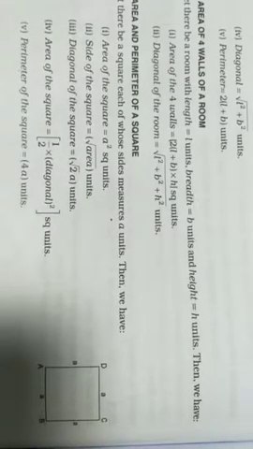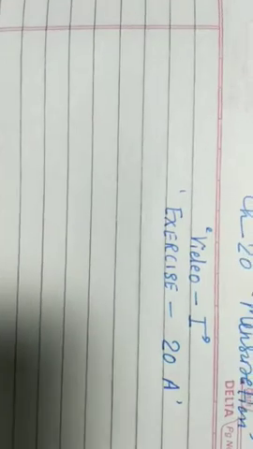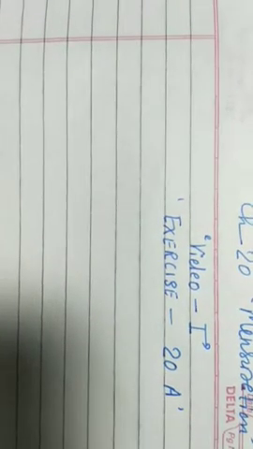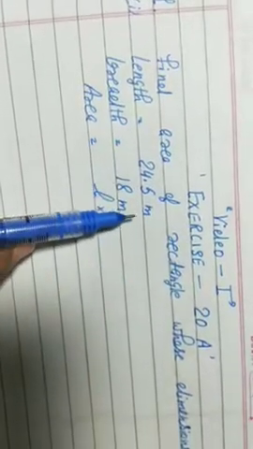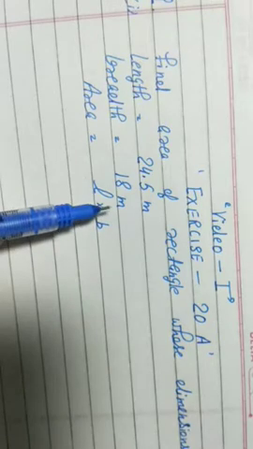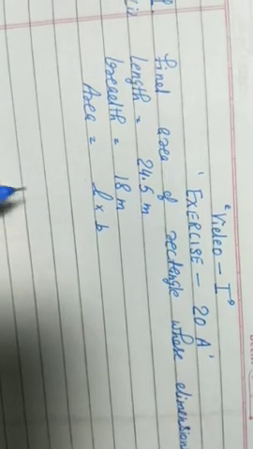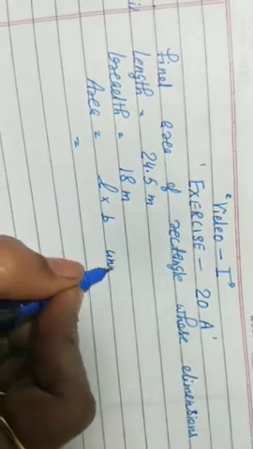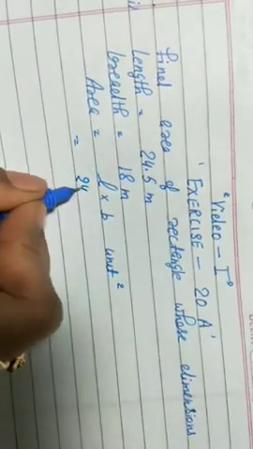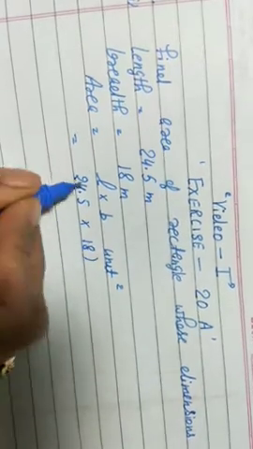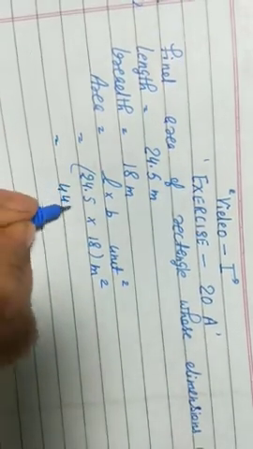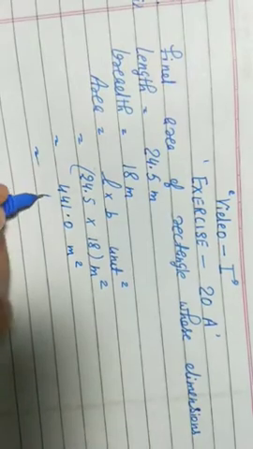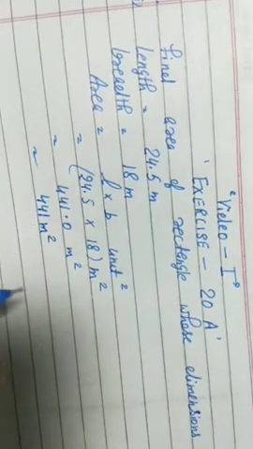Now we'll solve problems based on mensuration. Let us start our first exercise 20a, in which in the first question we have to find out the area of a rectangle whose dimensions are given. Yes class. First question, length is given 24.5 meter, breadth of the rectangle is given 18 meter. Area you are aware, length into breadth, unit square. Now in this question, 24.5 into 18 meter square, because both are in meter. The product is 441.0. We will write it as 441 meter square.